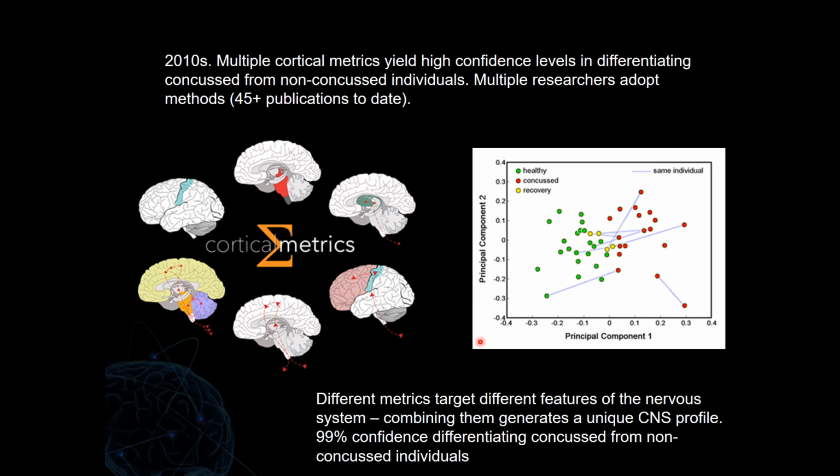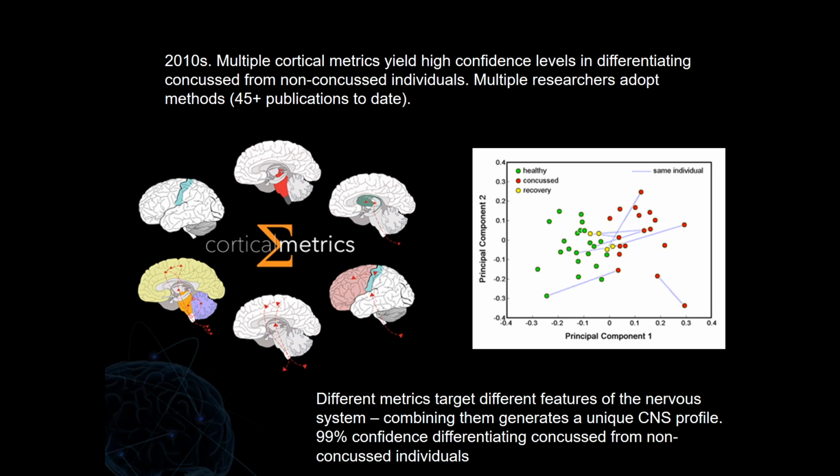And those profiles that you can see here are represented in 2 dimensions. The profiles are actually, in this case, in 8 or 9 dimensions, but it's all been squished down to just a two-dimensional plot. Basically, this is one of our first data sets where we differentiated concussed from non-concussed individuals. And we did that with a 99% confidence level. And that encouraged us to move on and take it to the next step.